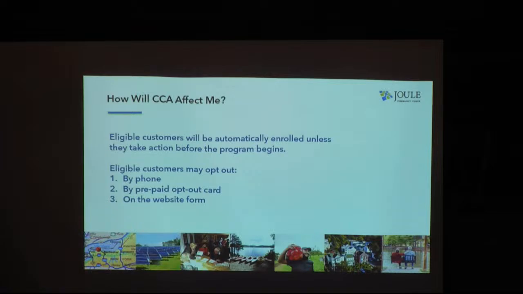That packet that you will receive in the mail, you'll see that there are three options. One is there will be a phone number to call, a helpline to call, Monday to Friday, 9 to 5, or you can always leave a message and we will call you back. There's also a prepaid opt-out card. All you have to do is just sign your name, put the date on it, stick it in your mailbox, and you're out of the program. Or there's a form on the website that you can fill out.